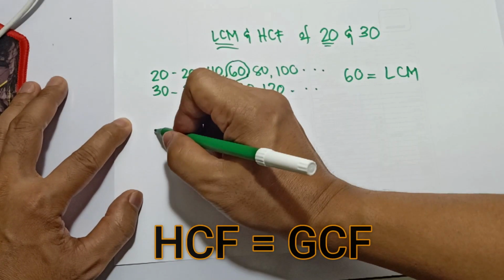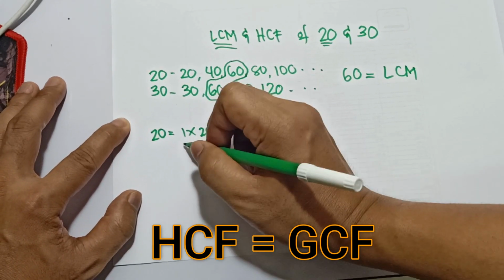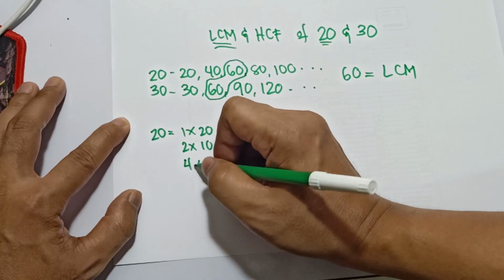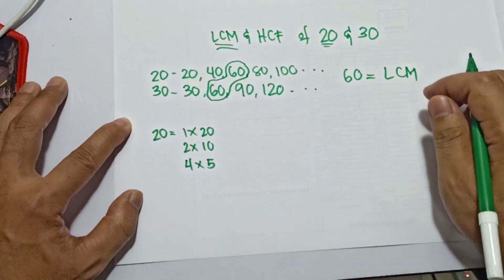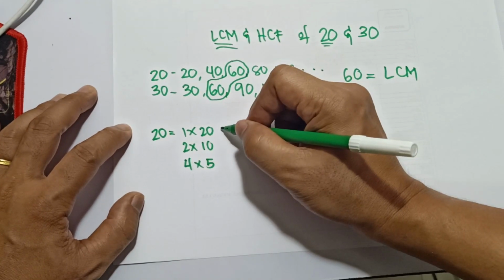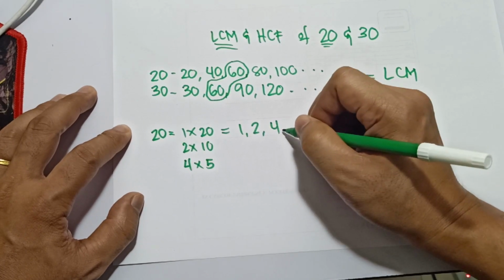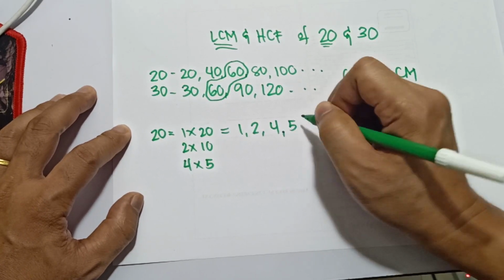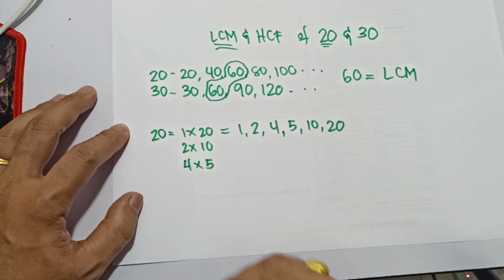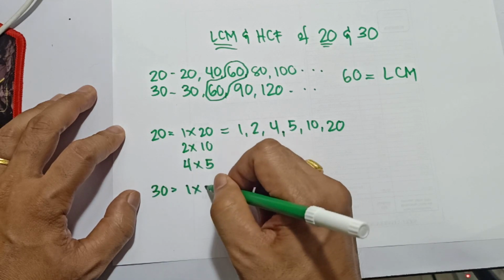of 20 and 30 is, let's get the factors of 20. So 1 times 20, 2 times 10, and then 4 times 5. We cannot use 3 because when you divide 20 by 3, you will get a remainder. So the factors of 20 are 1, 2, 4, 5, 10, and 20.